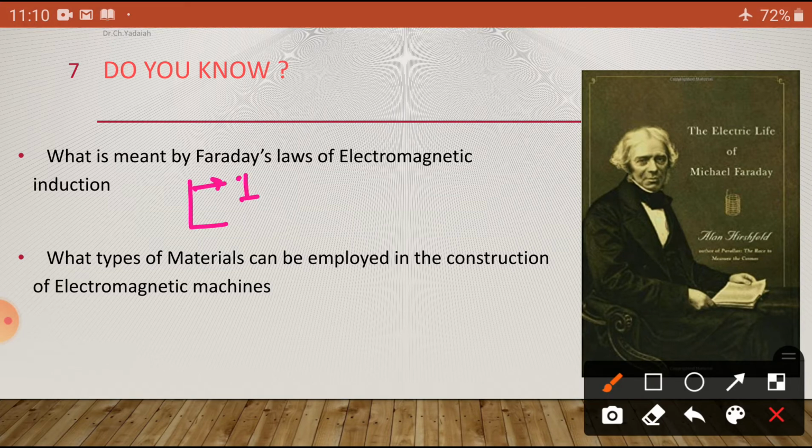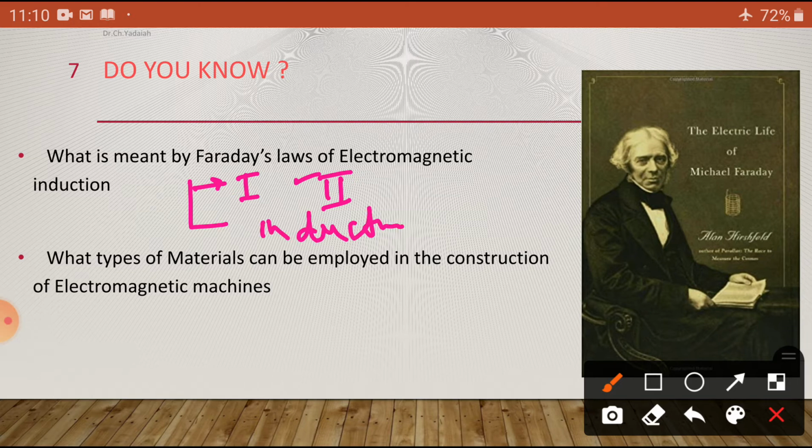First law: whenever a conductor cuts the magnetic field, it induces an EMF in the conductor. That is known. Second law: the induced EMF in the conductor is directly proportional to the rate of change of flux linkages, that you already know. Here, the induction principle. So what is the induction principle?